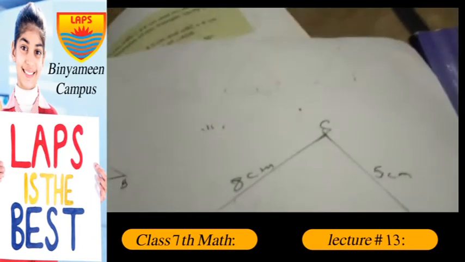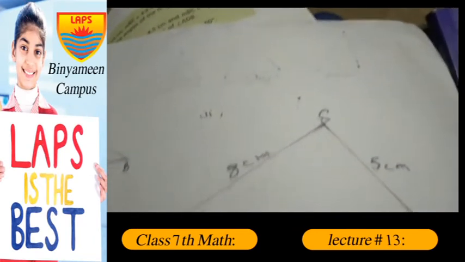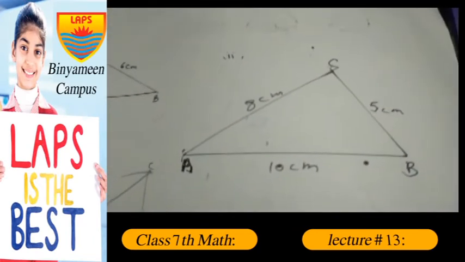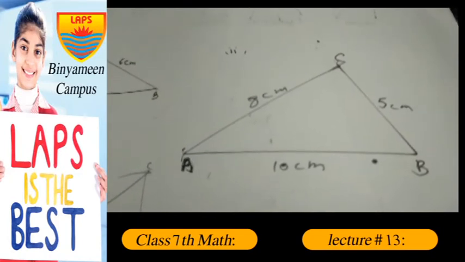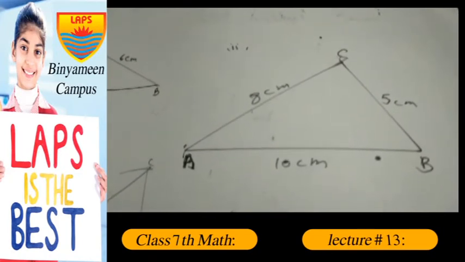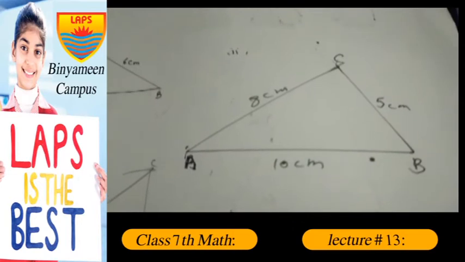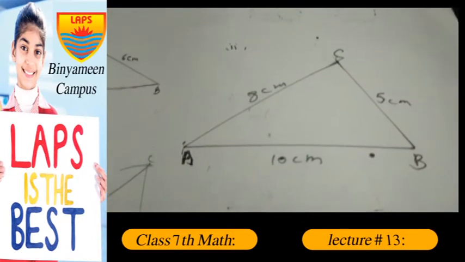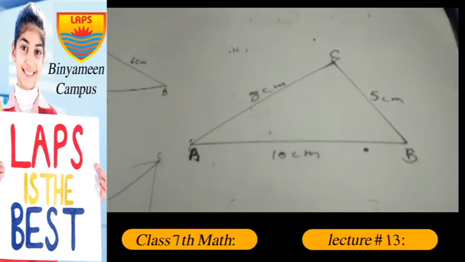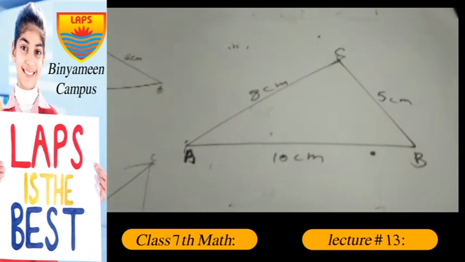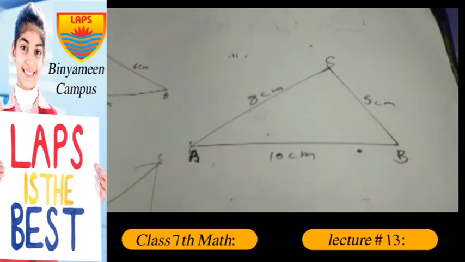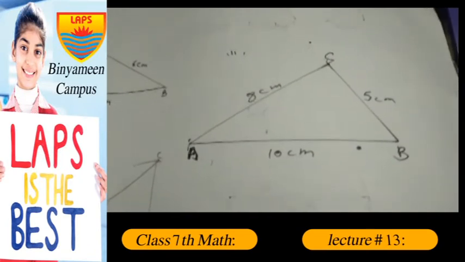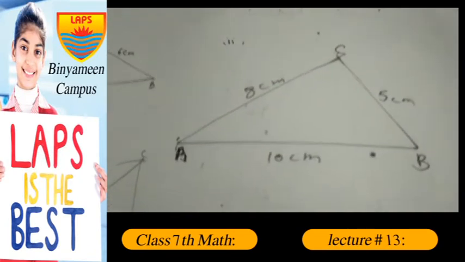Similarly, first we draw AB is equal to 10 centimeter. Then with A as a center, draw an arc of radius 8 centimeter. With B as a center, draw another arc of radius 5 centimeter so that it intersects the previous arc at point C. Join C to A and B, so triangle ABC is the required triangle. Can be checked.